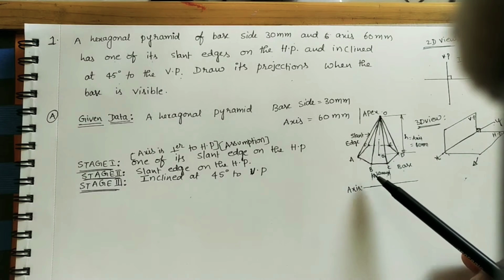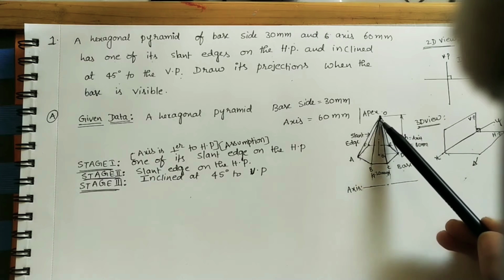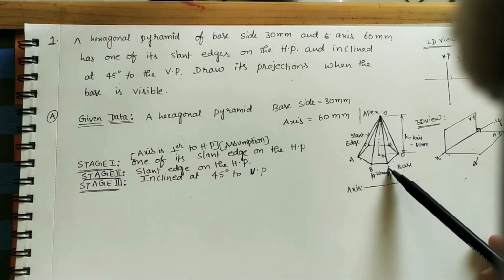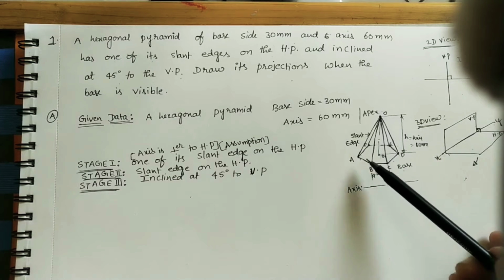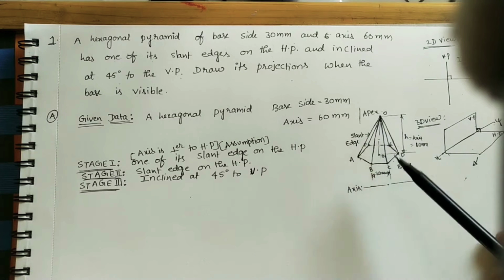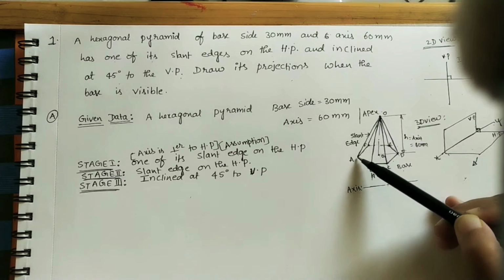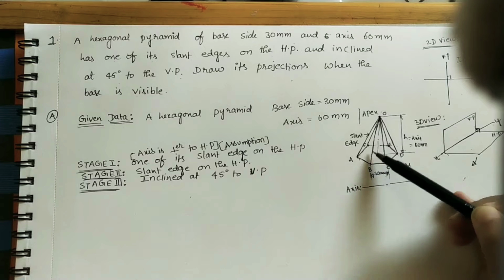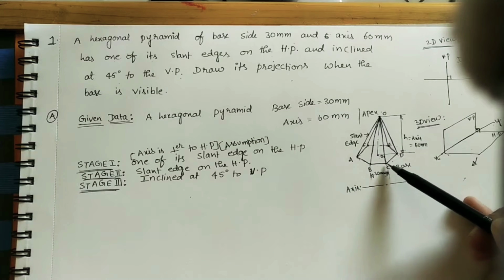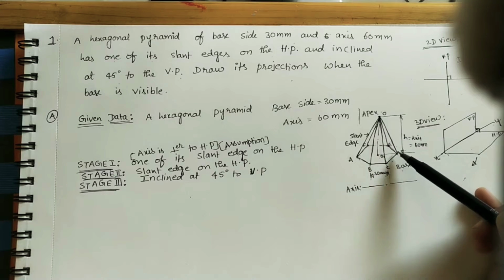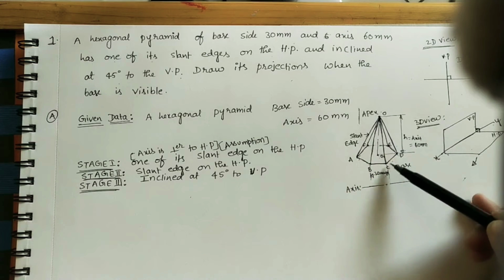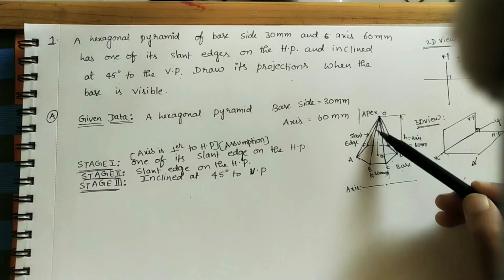AO is one slant edge, BO is another slant edge, CO is another slant edge, like that. How many slant edges will be there? At each corner one slant edge, so 6 corners are there, 6 slant edges will be there. If you take this surface ABO, it is a triangular face, looking like a triangle. Similarly BCO is also another triangle, and CDO is also another triangular face. So the apex and the hexagon are connected with the help of triangular faces.